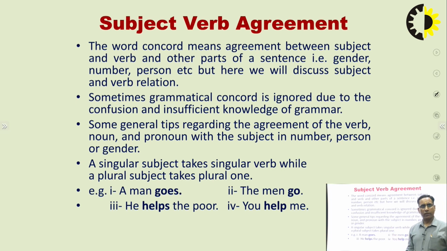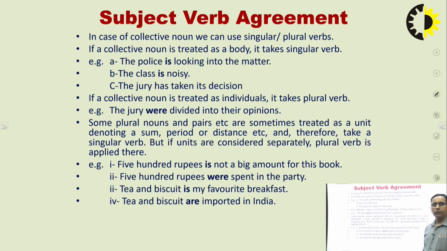Singular subject takes singular verb and plural subject takes plural verb. Whenever we add s or es in the verb, it becomes singular, while whenever we add s or es in the noun, that becomes a plural. So here is an example we have given: a man goes. A man is a singular noun and goes is a singular verb. The men go. This is a plural verb. He helps the poor. He, the subject, is singular, so help, helps. Same, you help me, you is plural, so help is a plural verb. It is a very common thing, but now we will try to discuss some important rules.